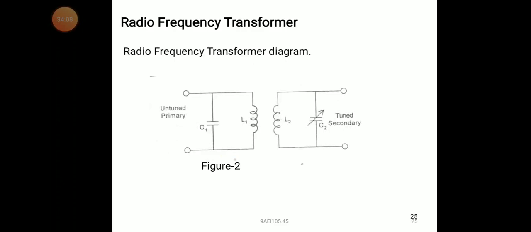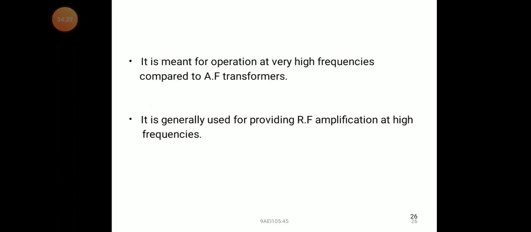In the radio frequency transformer diagram, you can see an untuned primary winding and a tuned secondary winding. The windings are L1 and L2, with capacitors C1 and C2. These two capacitors are used to tune the circuit. It is meant for operation at very high frequencies.